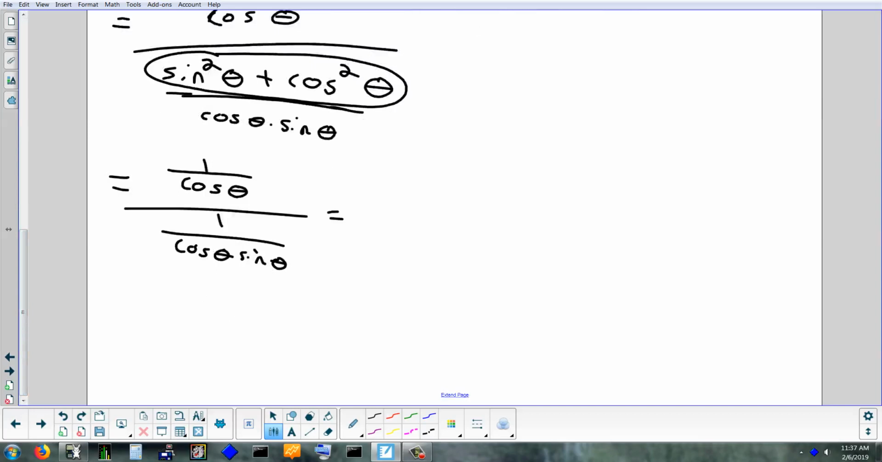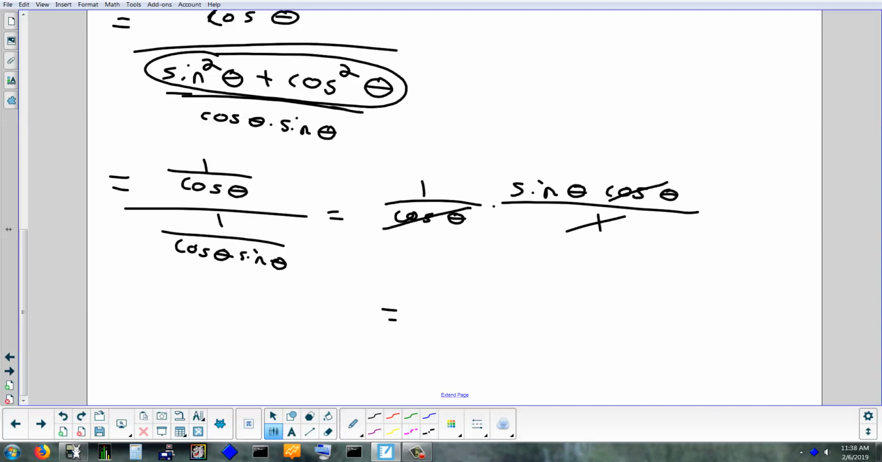So what do I do to the top? Do I flip that? No, that stays the same. I flip the bottom. The bottom becomes sine cosine over 1. Now, what can I do there? I can cross out the cosines. I can even cross out the 1s. And what am I left with? I'm just left with sine.